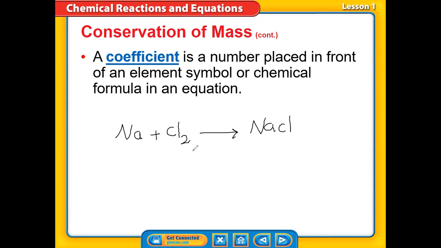Yes, Hannah? No, it's not balanced. Why is it not balanced, Hannah? Because the Cl is 2 here, yes, but here it is 1. So it's not balanced. So how could we balance it?